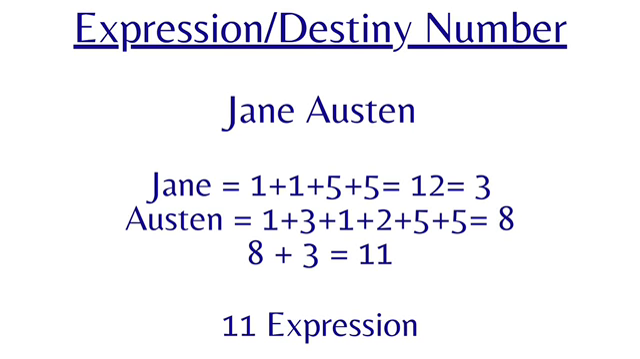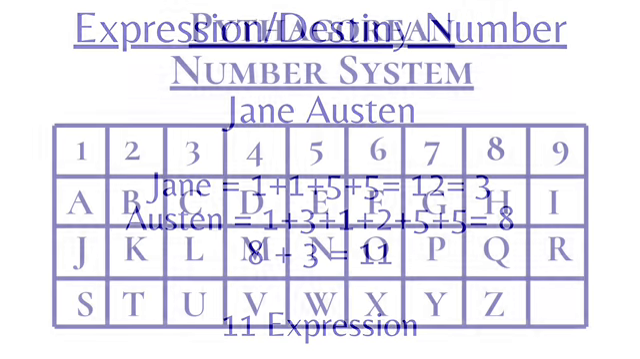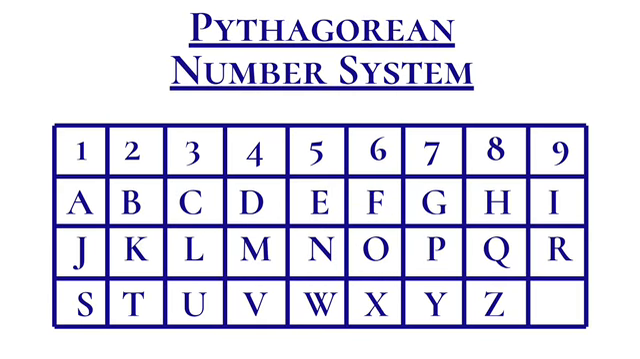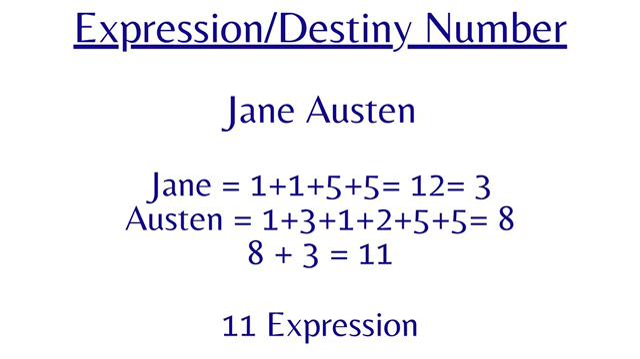To calculate your expression destiny number, you're going to take the first, middle, and last name that was written on your birth certificate at the time of your birth, or whatever name was written on your birth certificate, because some people don't have middle names, and you're going to find all of the corresponding numbers to all of the letters within your full name. Then you're going to take all of the numbers that you got for your first name and add them together and keep adding them together until you get a single digit. Then take all of the numbers for your middle name and keep adding them together until you get a single digit.